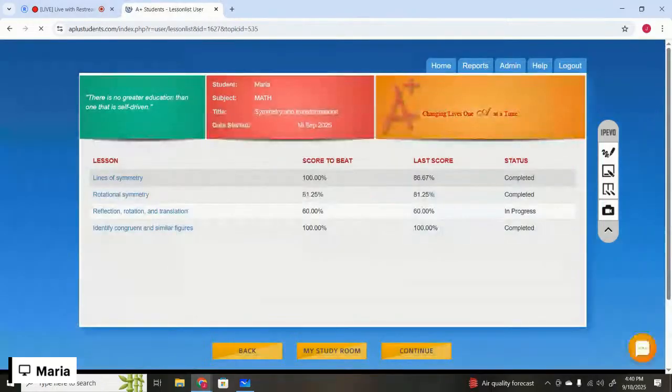So we were working on grade 5 math. The chapter we were working on is symmetry and transformations. The lessons we have covered today are lines of symmetry, rotational symmetry, reflection, rotation and translation, identify congruent and similar figures. So please make sure before the next session you complete all the practice questions for the lessons we just did.